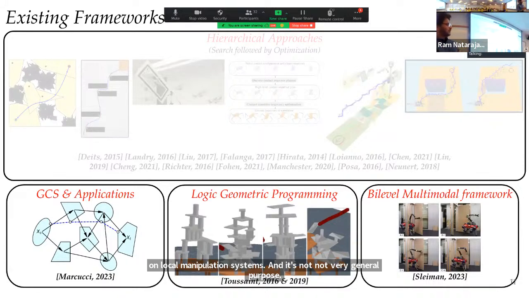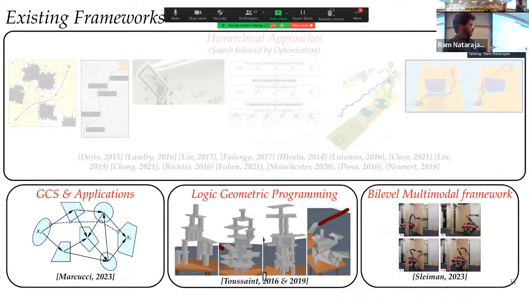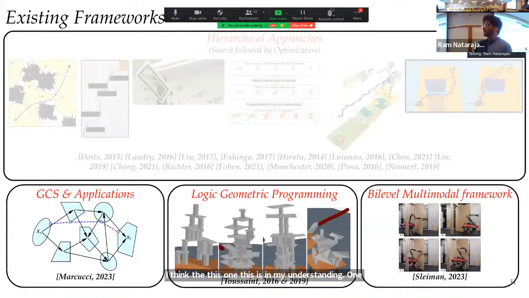I think the most important note I have to make before going past the slide is the work on logic geometric programming from Marc Toussaint. In my understanding, this is one of the earliest works to start thinking in this direction of having a unified framework. It served as an inspiration for me when I started my PhD. But it's mostly developed for task and motion planning problems, and some of the formalisms that they make here do not easily extend to the problems that we see in motion planning.